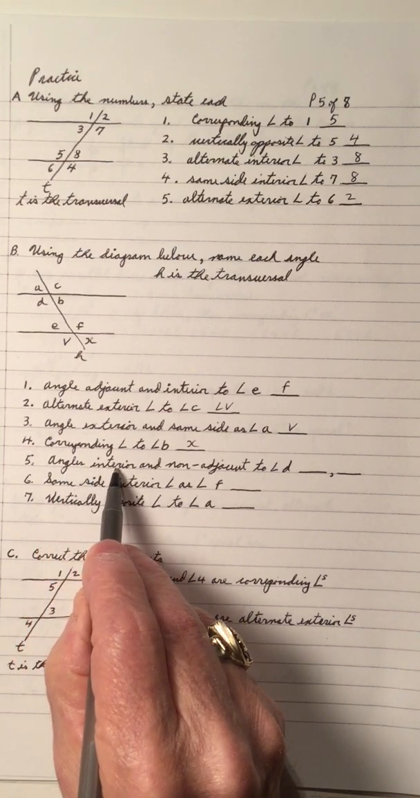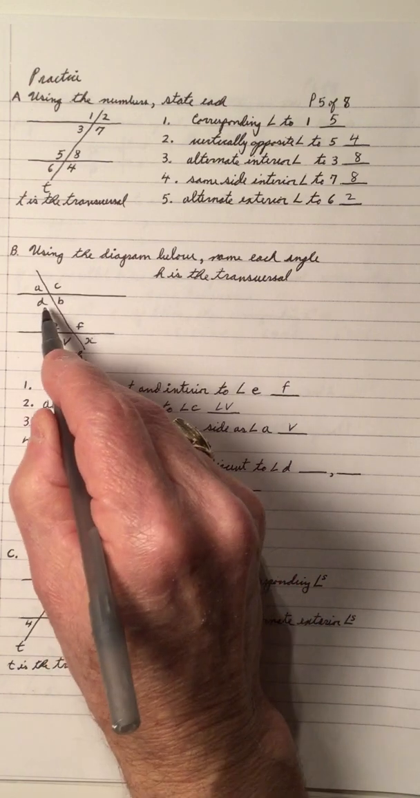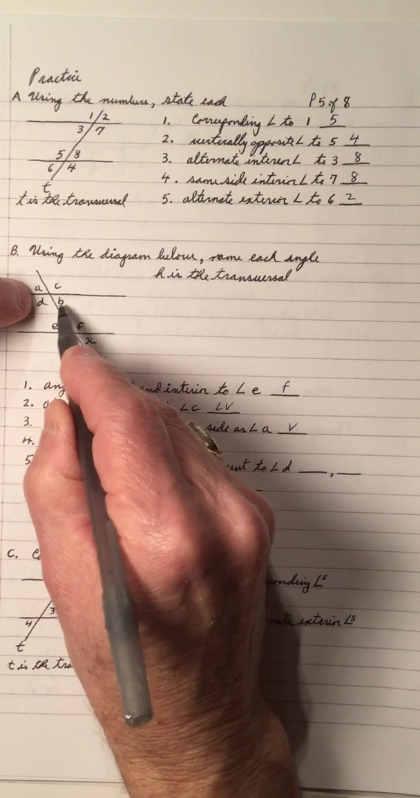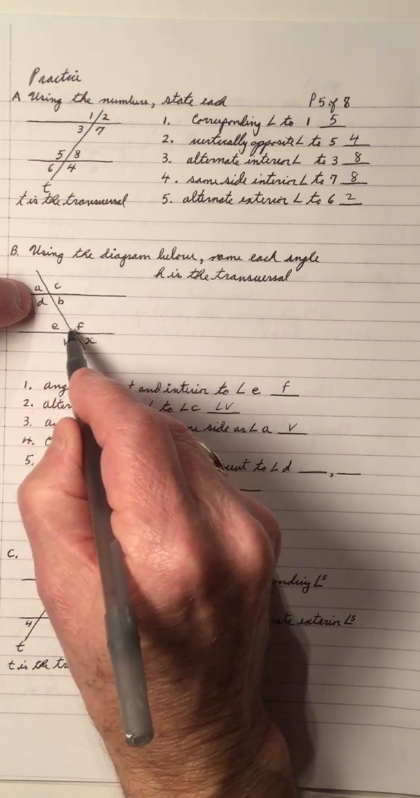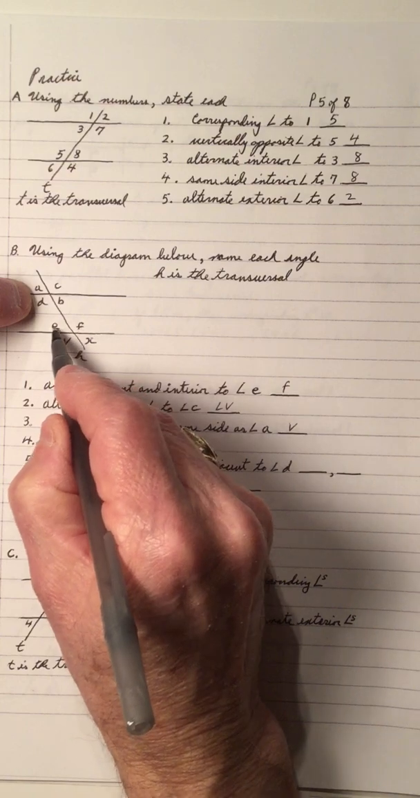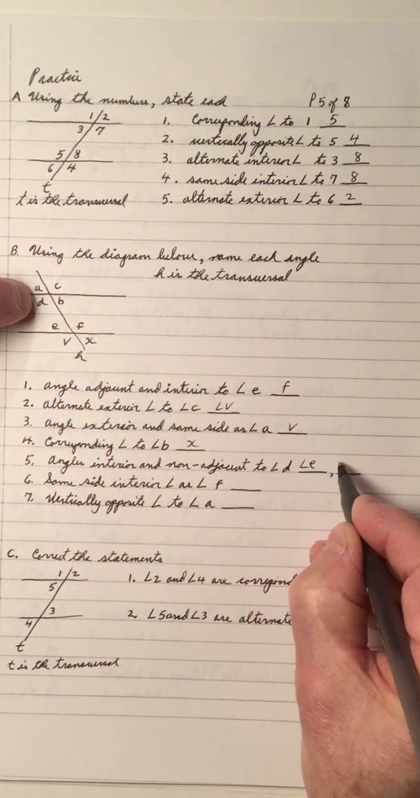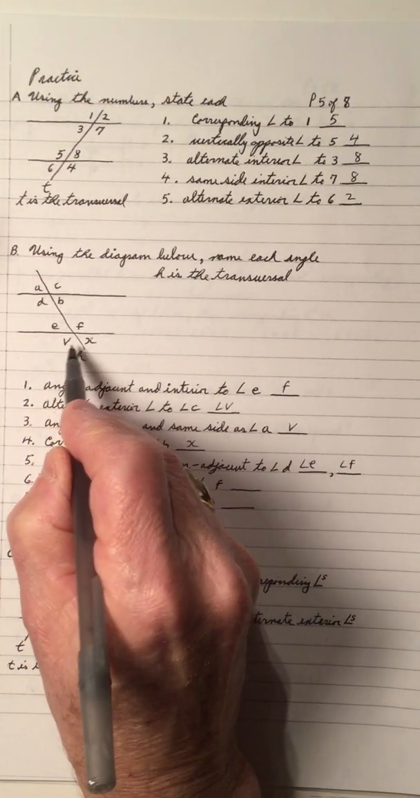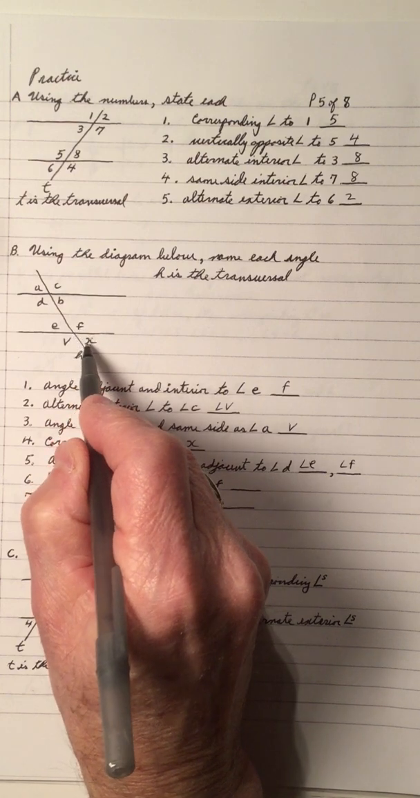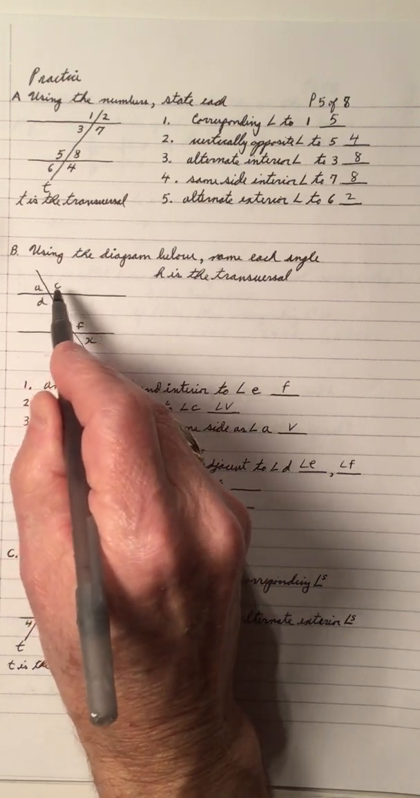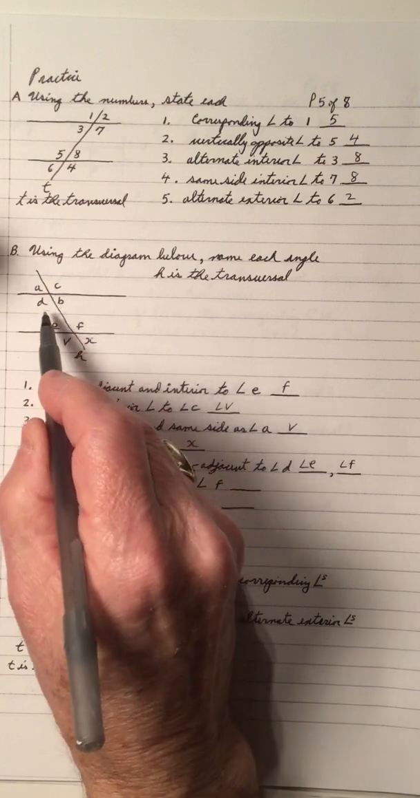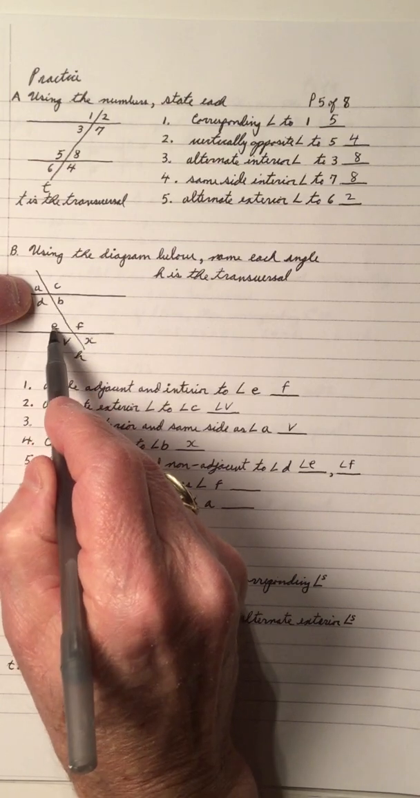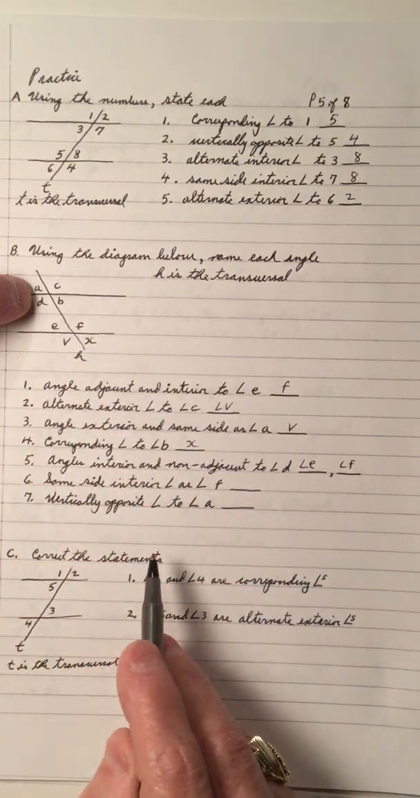Angles interior and non-adjacent to D. Interior and non-adjacent. So these are the interior angles, but these two angles are adjacent. So the interior angles that are non-adjacent would be E and F. Note the word: V and X are adjacent. F and X are adjacent. A and C are adjacent. B and C are adjacent. So notice you have interior angles that are non-adjacent. So it's E and F, because B and D are adjacent.